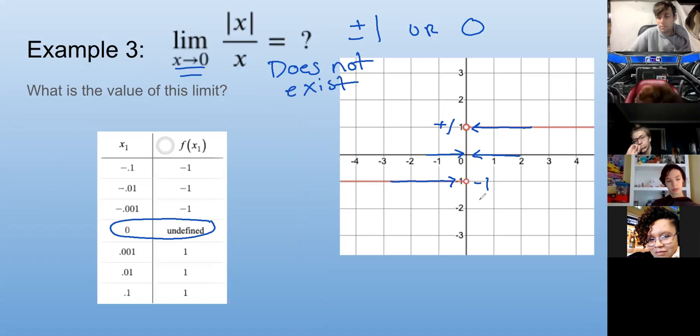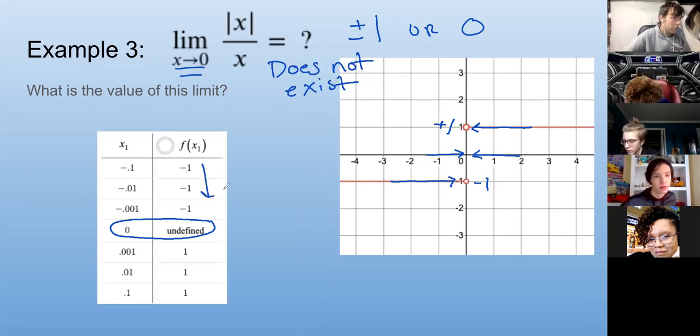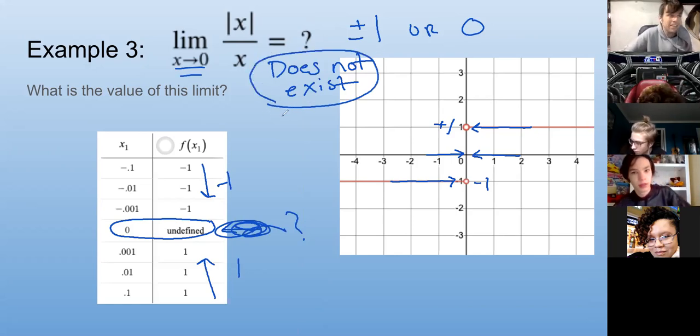Because this graph, when we look at both sides, it's not approaching the same number. It's not converging on a particular output. I mean, it's approaching -1 on this side, and it's approaching 1 on this side. So in the middle, what's going on here? I don't know, nothing. We say that the limit does not exist. We'll go over some other cases where the limit does not exist, but this is one of the cases where a limit does not exist, if it approaches different numbers on both sides.